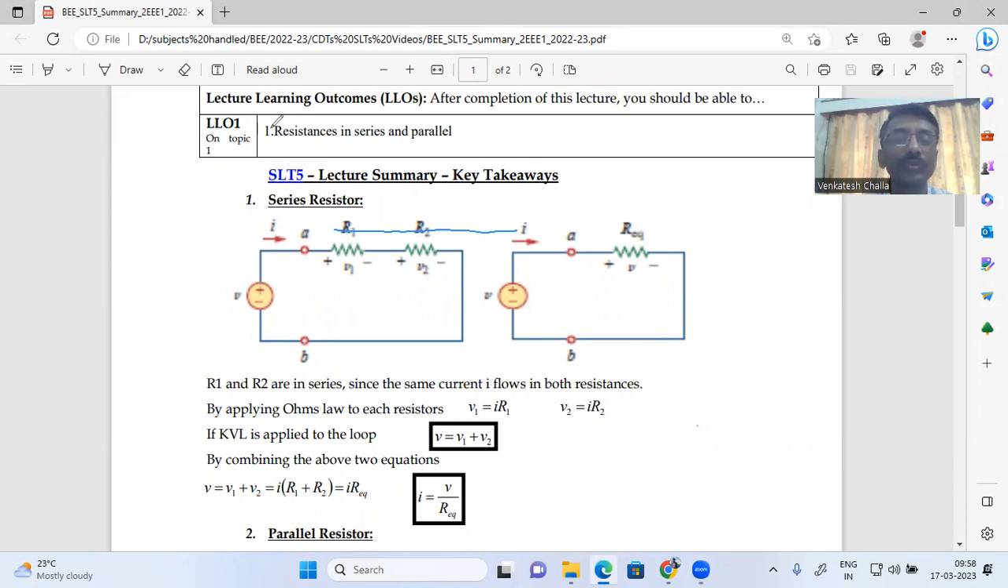V1, V2. So we can write here voltage V1 is I into R1, voltage V2 is I into R2 by Ohm's law. And applying KVL to the loop here, the total voltage V is V1 plus V2. So we have this equation V is equal to V1 plus V2.